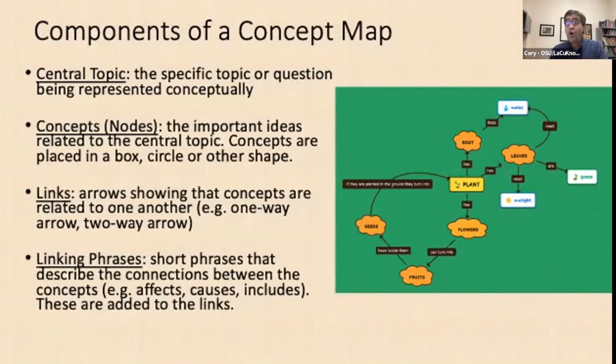Sometimes people have used the word node. I like the word concept. The concept should be a word or a short phrase, and it should be in a box, in a bubble, in a shape. That's the norm. It doesn't have to be, but it makes it cleaner that way. And then the links are the connections between the concepts. And that's really what makes a concept map: those links need to be labeled.